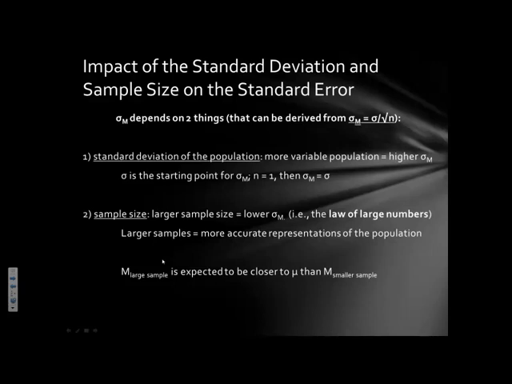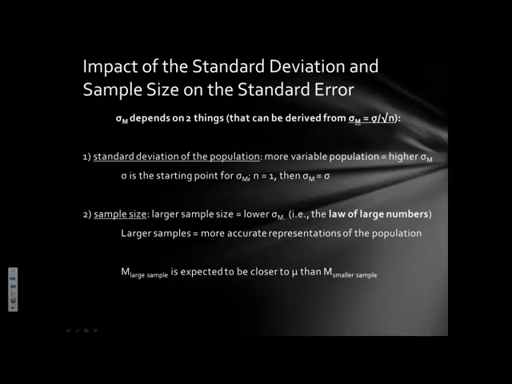Now, the standard error depends on two things. So that measure of how far away do we think that any given sample mean will be from the population mean due to chance. Well, the first thing that it depends on is the standard deviation of the population. If you have a more variable population or more spread in scores in your population, you're going to have a higher standard error. The standard deviation of the population is the starting point for the standard error. Think about it. If you look at the formula up here, if n equals 1, then the standard error equals the standard deviation, just equal the same.